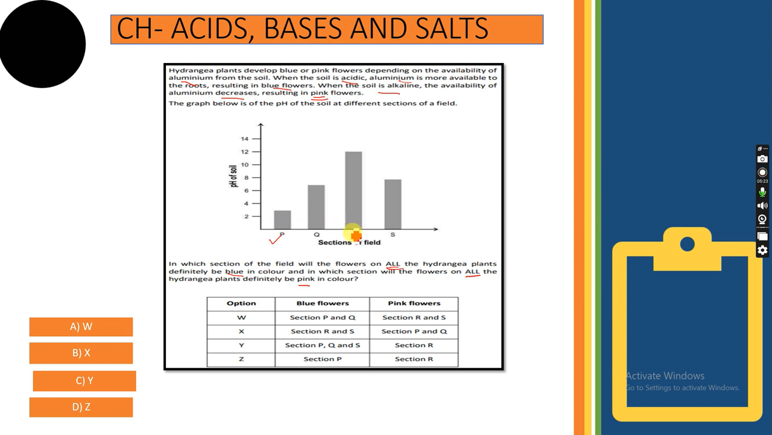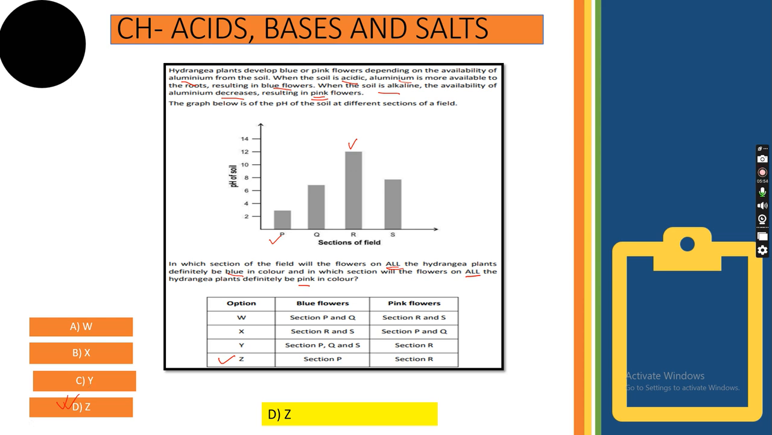Okay, and then you have highly basic or highly alkaline is the one having more pH, so that is nothing but section R. So if section R is highly acidic, right? Sorry, basic, so alkaline, that is why इसमें सारे pink color flowers will obtain. Okay, so now where you see these two options, that is option Z. And if you have the 4 options W, X, Y and Z, option A, B, C, D, so D should be the correct option. Okay, I hope you have understood this one.